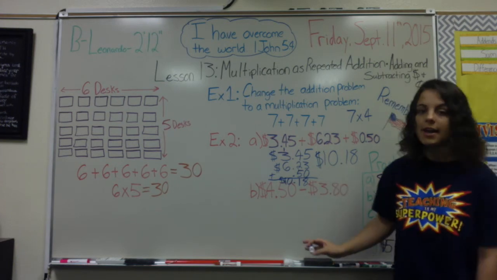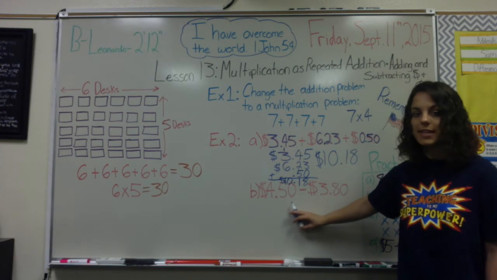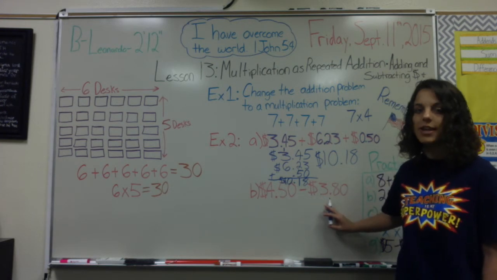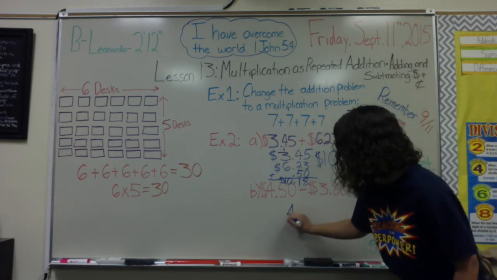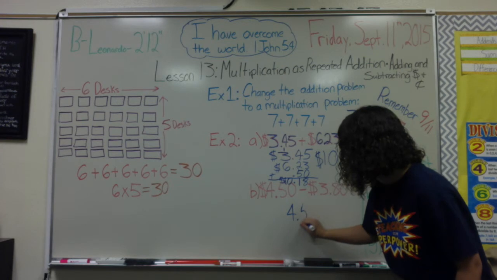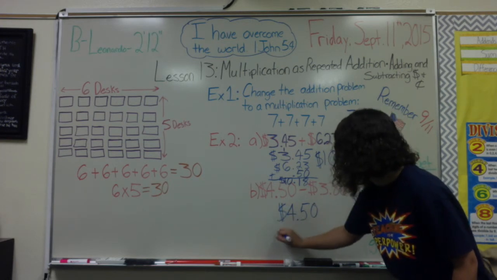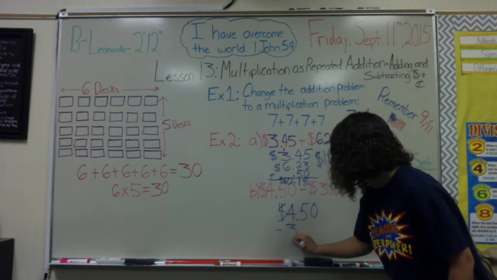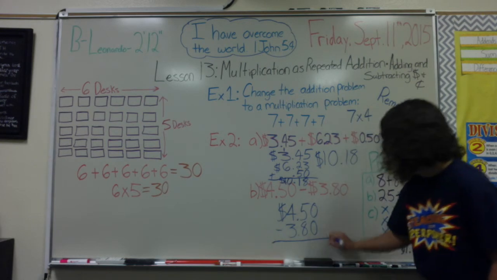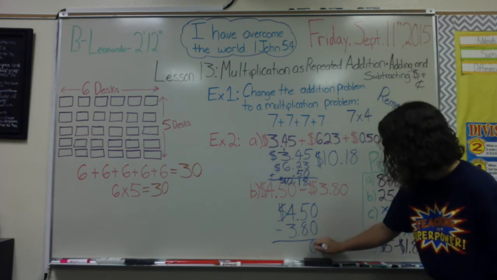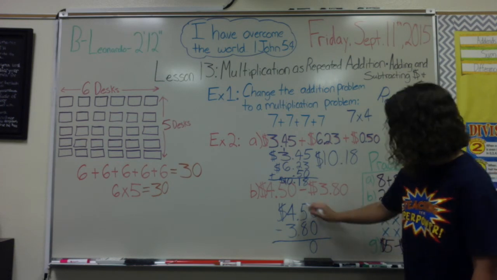Okay, letter B, I'm going to be subtracting now. I have $4.50 minus $3.80. Again, my decimal points need to be lined up. $4.50 minus $3.80. 0 minus 0 is 0. I cannot do 5 minus 8, so we're going to be borrowing. I'm borrowing from the next place over.